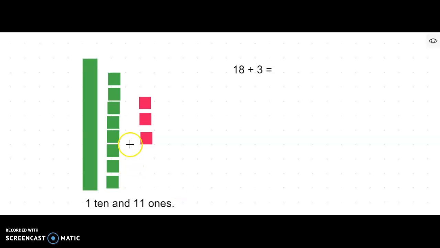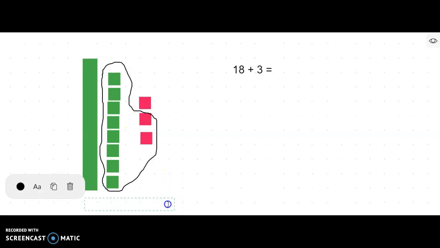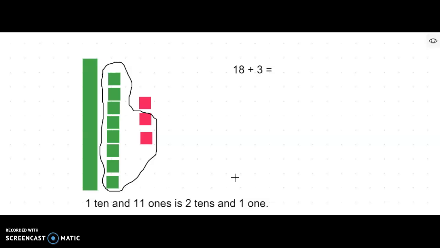Well, okay, I'll look at my ones again. I do have more than 10 ones here. I'm trying to remember, what do I do if I have more than 10 ones? Oh, that's right. I make another group of 10. So maybe I'll do this right now. I'll take 8, 9, 10, and turn it into a new group of 10. So now I have 1, 2 tens and 1 one. So instead of 1 ten and 11 ones, I have 2 tens and 1 one. And this might be easier. What's 2 tens and 1 one? 21.